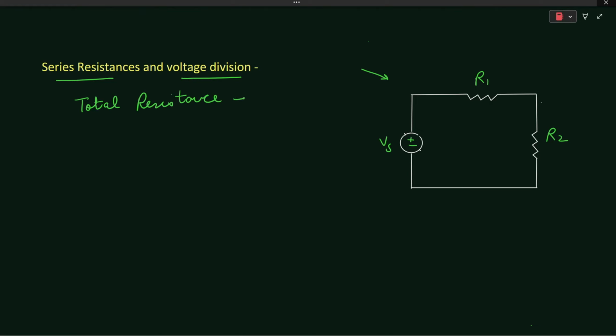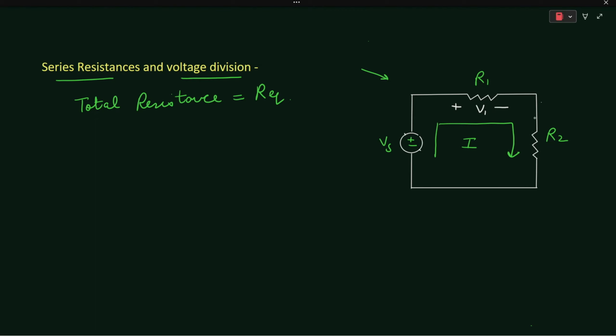Let's say the total resistance of the combination is equal to R equivalent. And let's say this is the loop and this is the direction of current, say I, okay. Let's say this is the voltage drop across the resistor R1, which is V1, and the voltage drop across the resistor R2 is V2, okay.